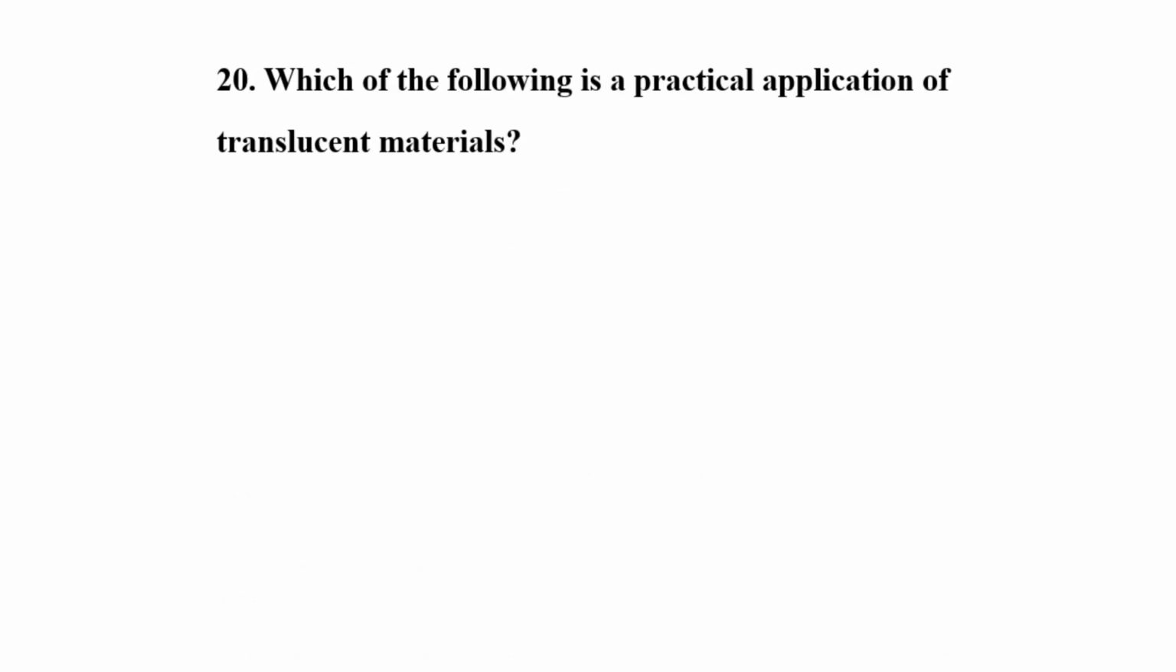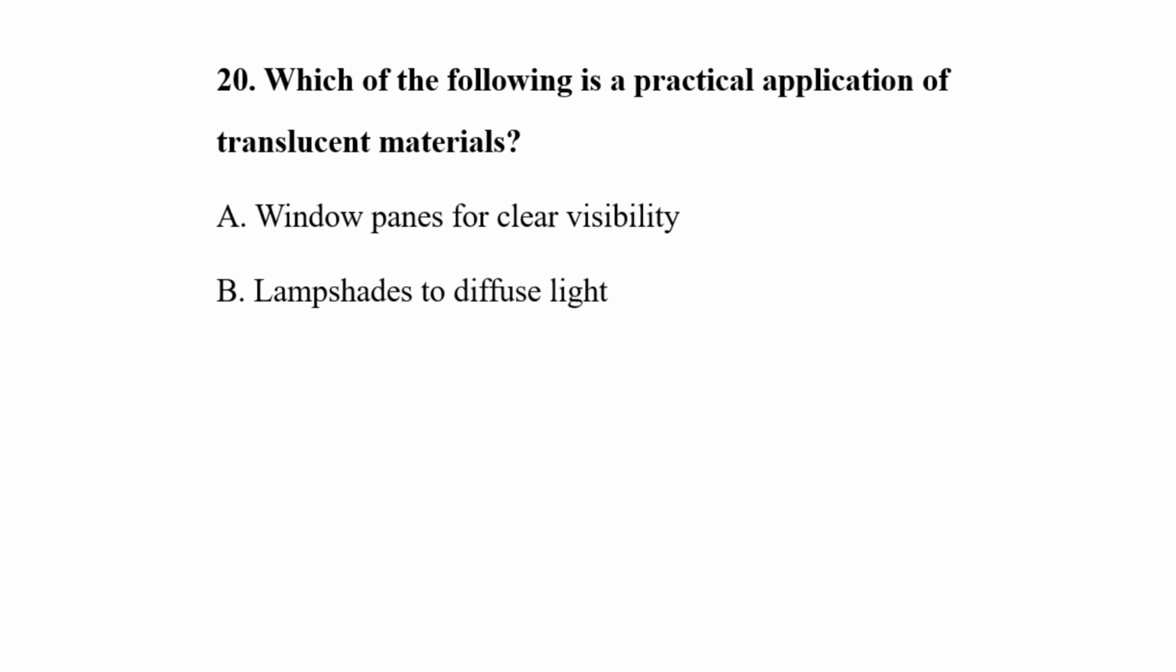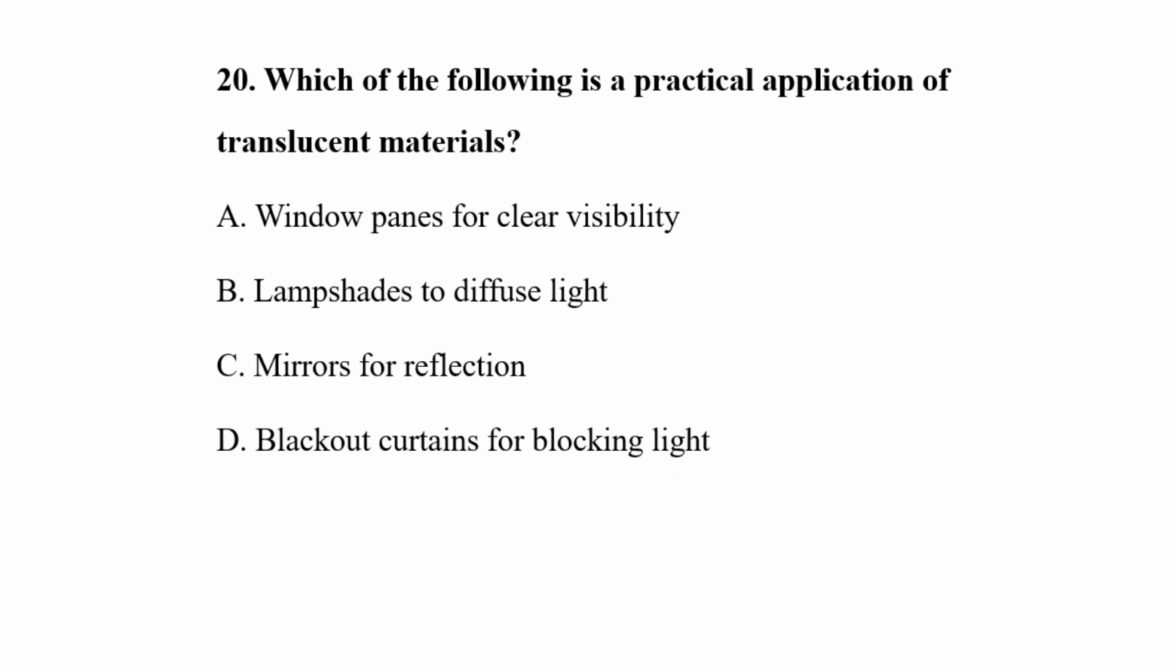Question number 20. Which of the following is a practical application of translucent materials? A. Window panes for clear visibility. B. Lampshades to diffuse light. C. Mirrors for reflection. D. Blackout curtains for blocking light.